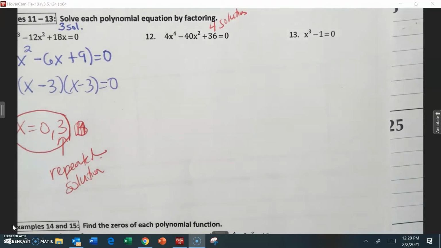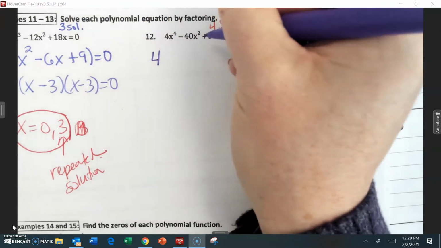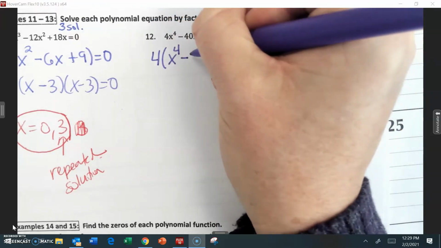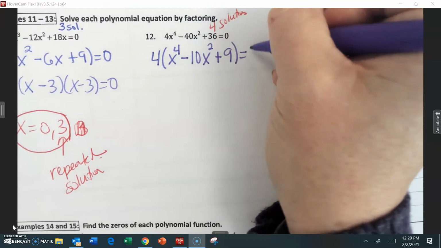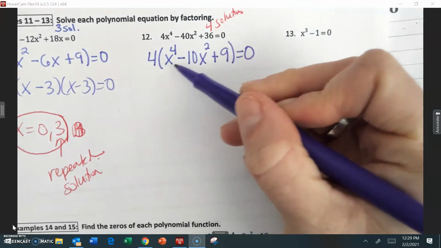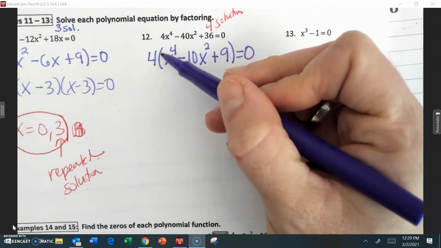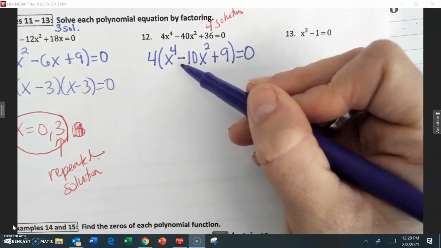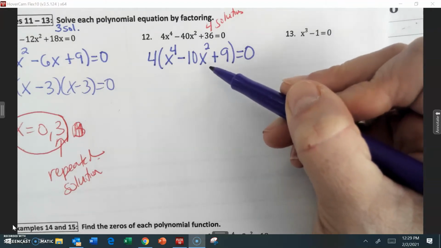So now let's solve this. We're going to always look for a GCF first. So I'm going to factor out a 4. I think that's all we can do. So I'm left with x to the 4th minus 10x to the 2nd plus 9. Now once again, we're left with a trinomial where the leading coefficient's 1. So we're looking for 2 numbers that give us a product of 9 and a sum of negative 10. Well, that's going to be a negative 9 and a negative 1.